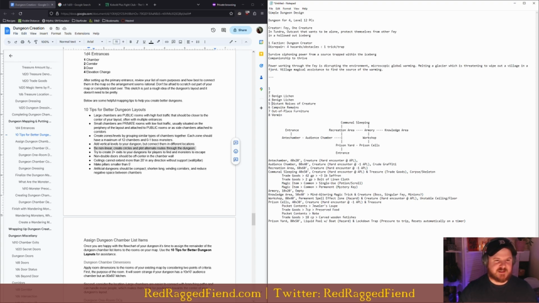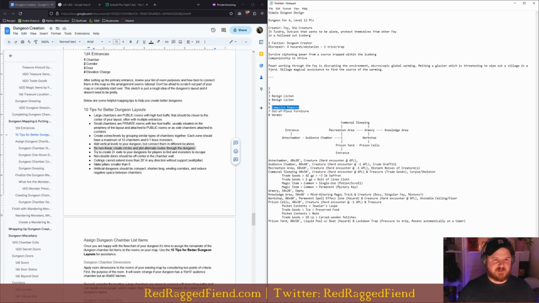Distant noises of creatures. That's something that I think works best if we put it in very early. I think we put this in the recreation area to inform our party that there are adventurers in the communal sleeping area, that they're nearby. So, not that distant, but, you know. Or maybe they're hearing something from somewhere else.